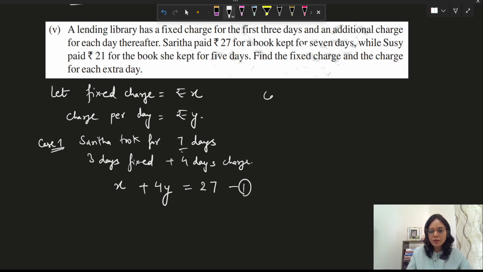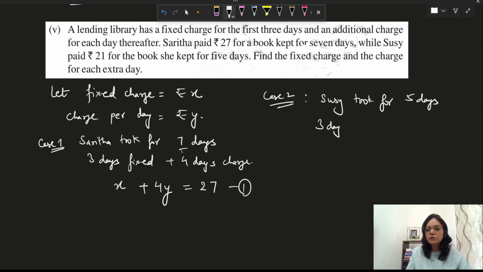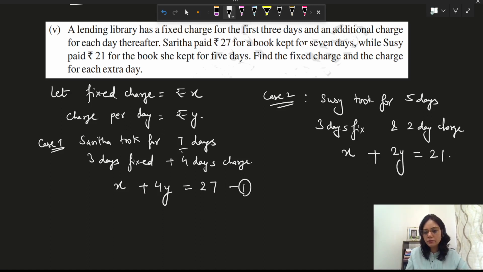Yeah. Case 2, let's see. Again, Susie, she took for 5 days. If you remove 3 from 5, you will get 3 days fixed and 2 days charge. Got it. So again, 3 days is fixed, so that is x. And 2 days chargeable, and she paid 21 rupees. That's equation 2. So how to solve these two equations?